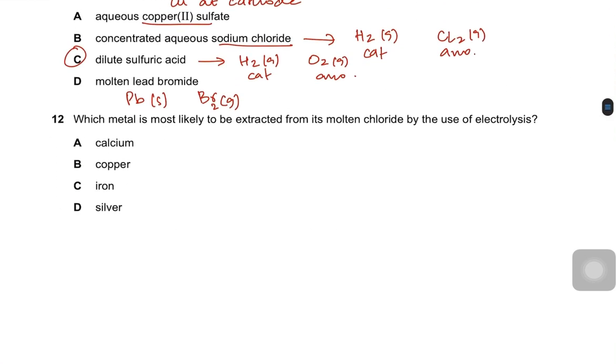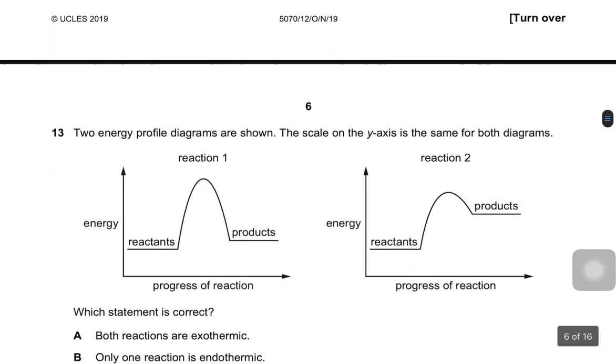Which metal is most likely to be extracted from its molten chloride by the use of electrolysis? So which metal do we go for if we're going to be using electrolysis? Electrolysis generally goes for very reactive metals, so very high in the series. Silver can be extracted really easily. Copper can be extracted really easily. Same for iron. Calcium is very high in the series. Calcium is extracted only by the electrolytic method.